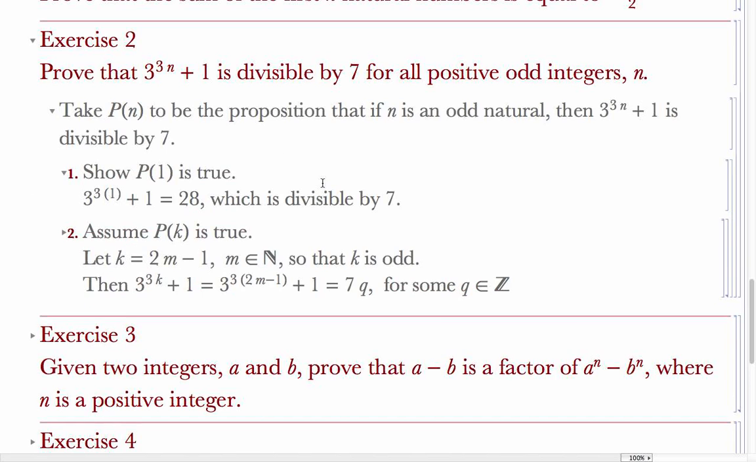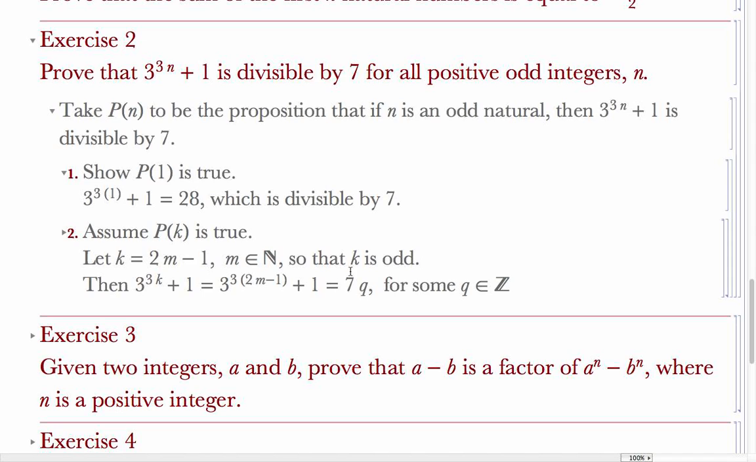Now we're going to assume that it's true for some arbitrary value k. But here's the thing. We want n to be odd, so we're going to define k to be 2 times m minus 1, where m is a natural. And this is going to force k to be odd. So what we would have then is 3 to the 3k plus 1 must equal 7q.